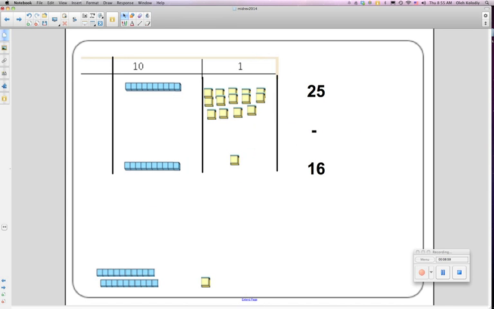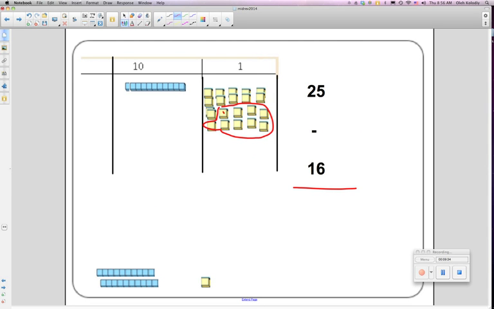Five, 6, 7, 8, 9, 10. So I cover up now. I can use the cover up method here, and I cover this up also. So what's uncovered? Well, everything's covered except these over here. That's the answer. In this case, the answer is 9. And there's nothing in the tens column here.